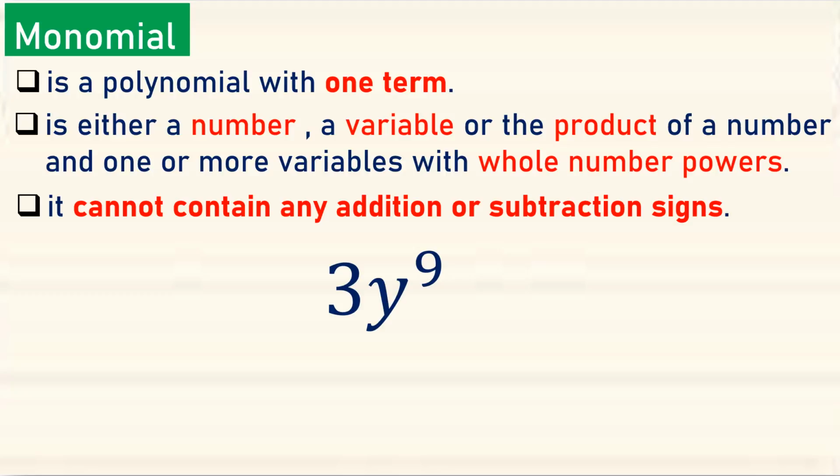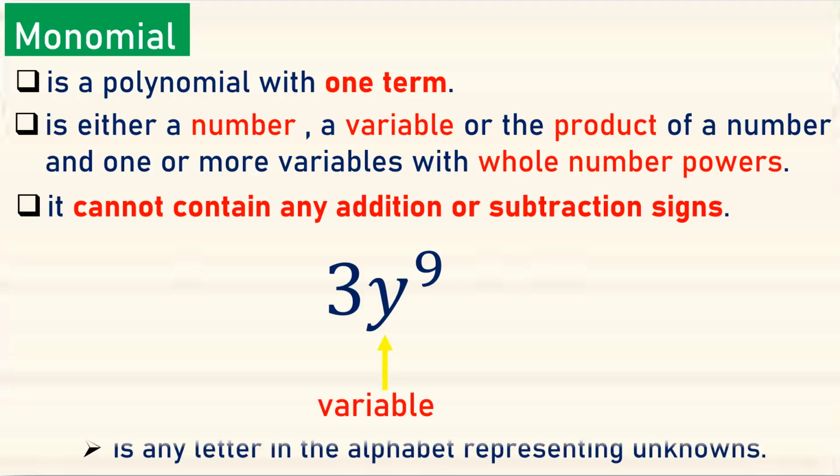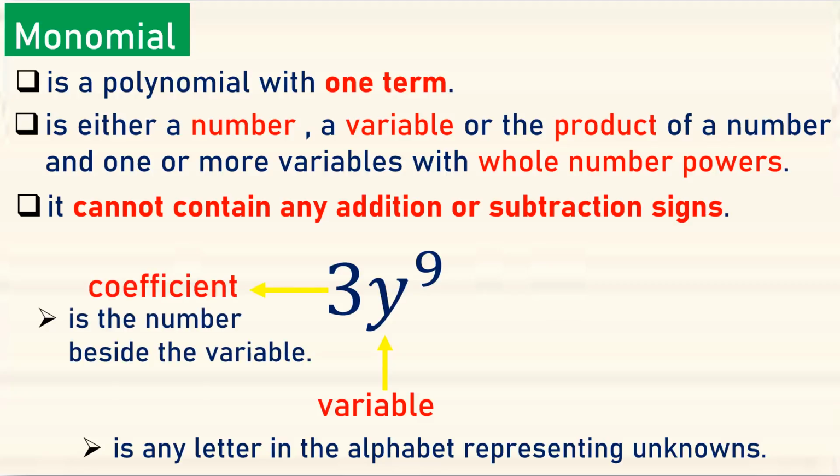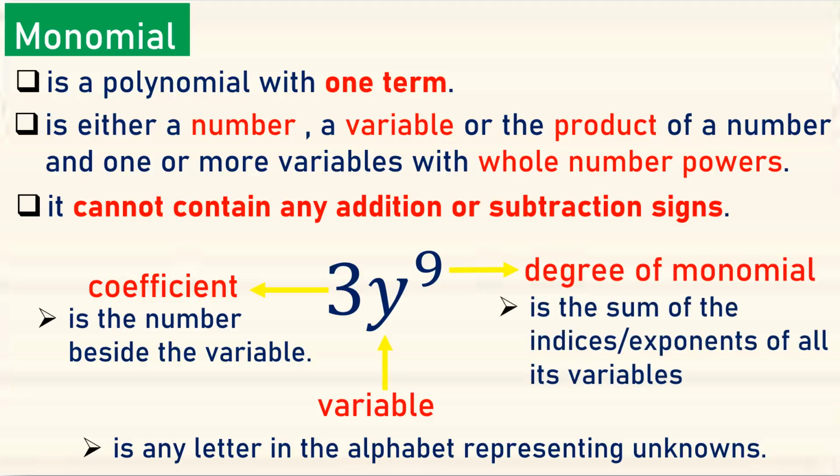Supposing we have 3y to the 9th, y is your variable. It is any letter in the alphabet representing unknowns. And 3 is the coefficient. It is the number beside the variable. And 9 is the degree of the monomial. It is the sum of the indices, or exponents, of all its variables.